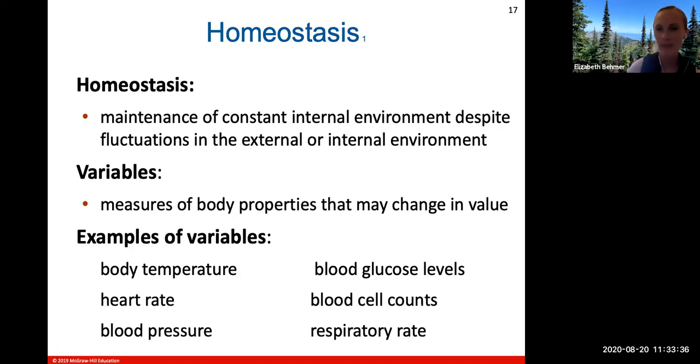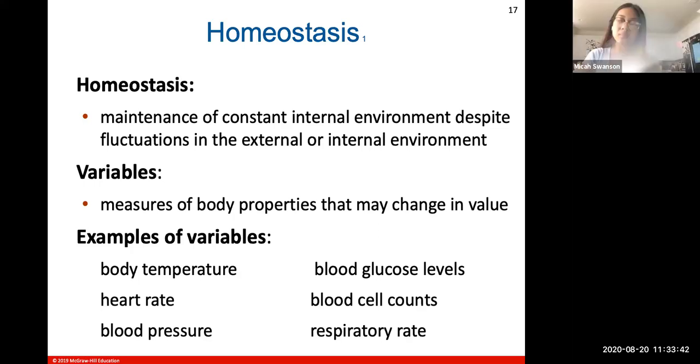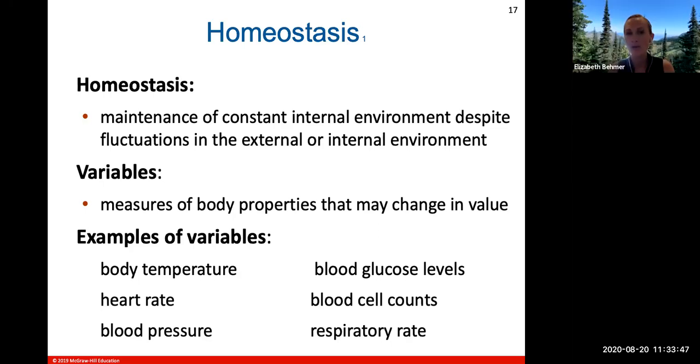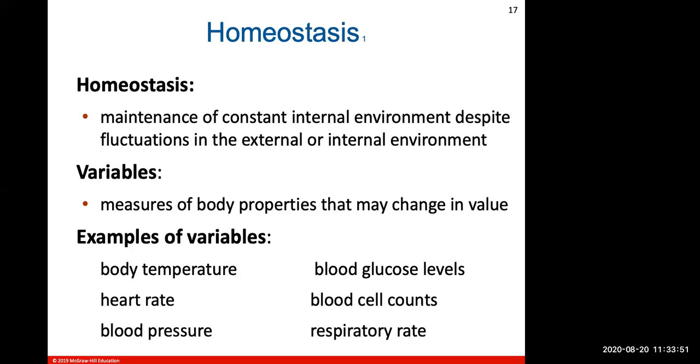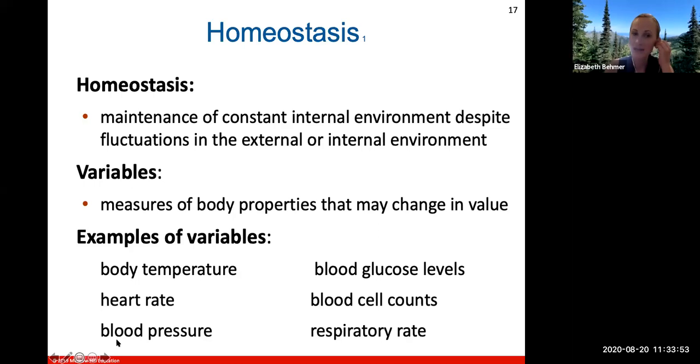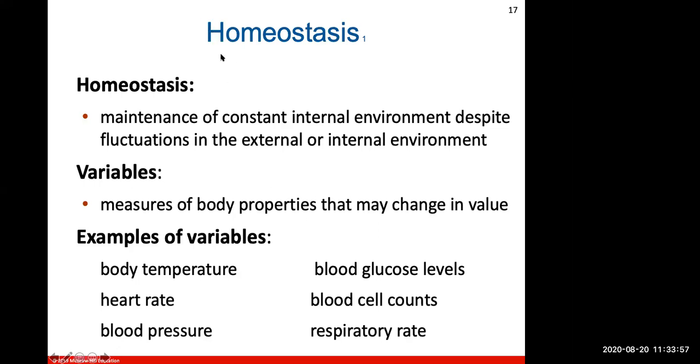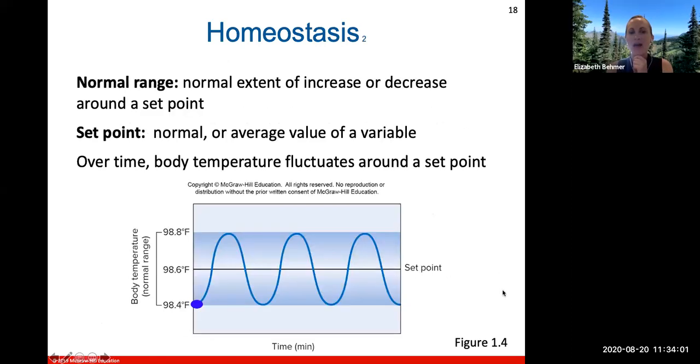But variables are measures of body properties that may change in value. So these variables could be blood glucose levels. They will rise after you eat. They could be temperature of your body, hormone levels. Your body tries to maintain this consistency of normal values of these different variables. Okay. These are examples of some of the variables seen there.